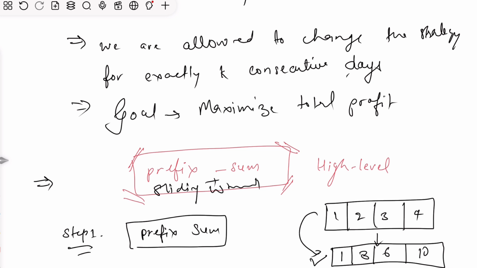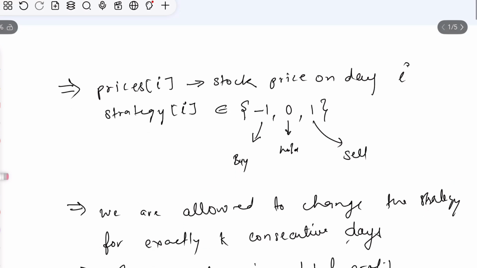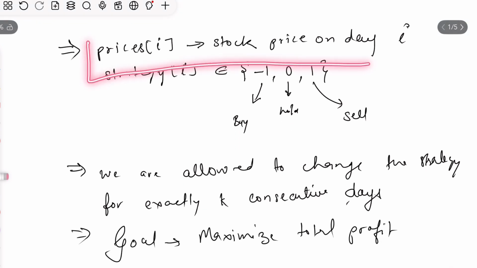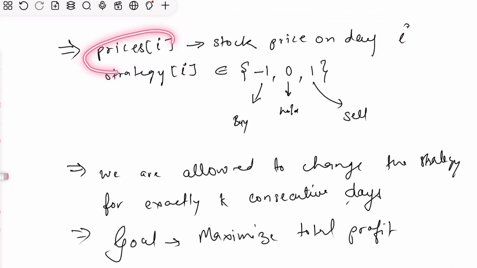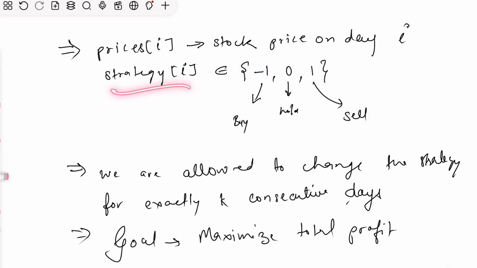Okay, so we will understand again. The very first, what are the things we have been given? We have been given prices. So each price is the stock price on day i. Strategy will have -1, 0, 1. So buy, hold, and sell will be the three things in the strategy as per the question.